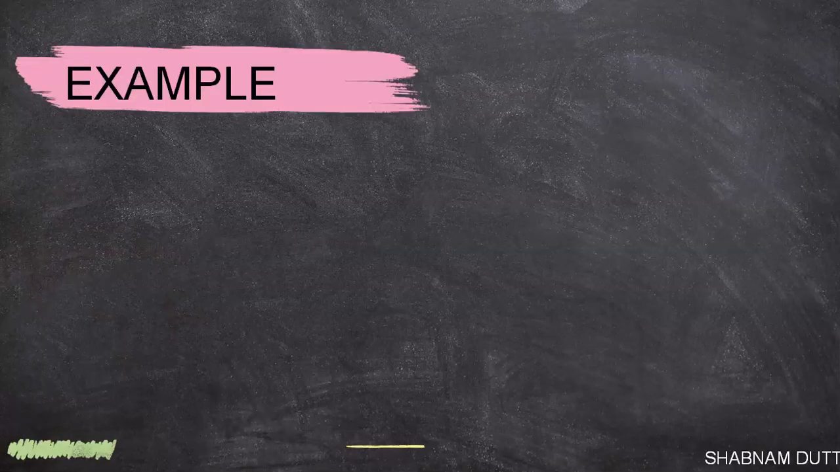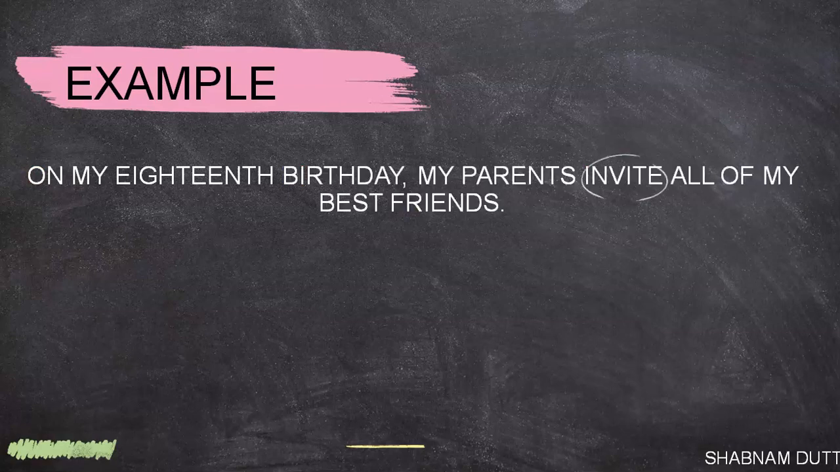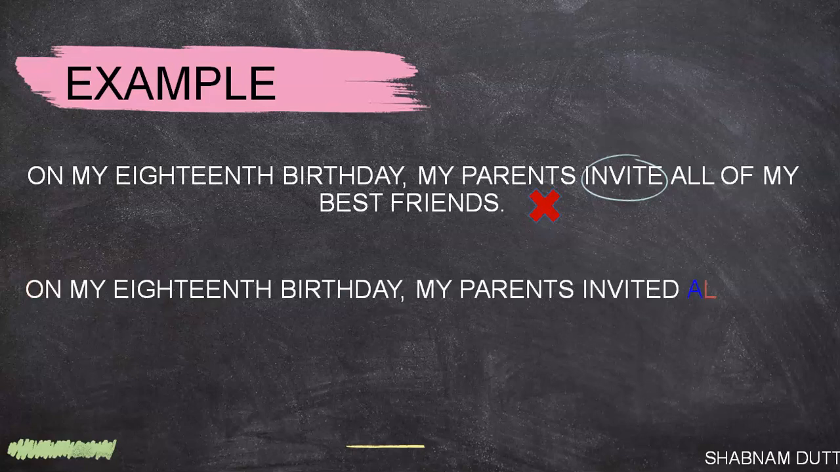For example, in the sentence, "On my 18th birthday, my parents invite all of my friends," the tense of the verb invite is wrong. It was an event that happened in the past, so the verb should be in its past tense. Therefore, the sentence should be, "My parents invited all my best friends."